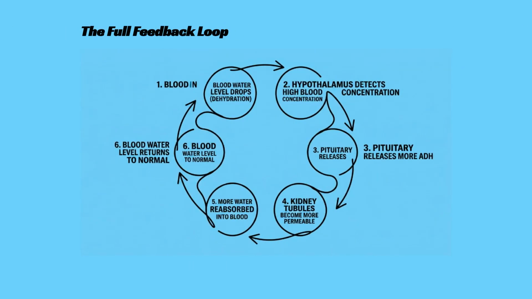The full negative feedback loop starts with a drop in blood water, detected by the hypothalamus, leading to the pituitary releasing ADH. ADH makes kidney tubules more permeable, more water is reabsorbed, and blood water returns to normal, completing the self-regulating loop.